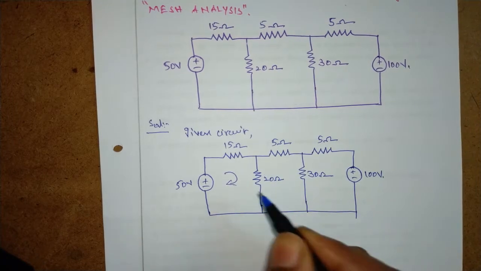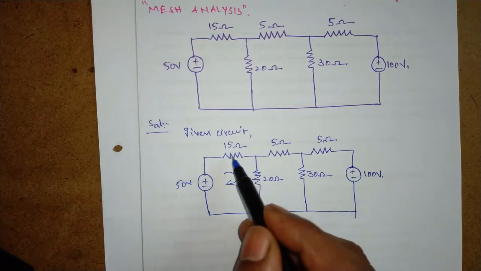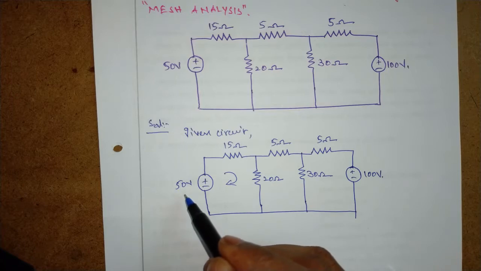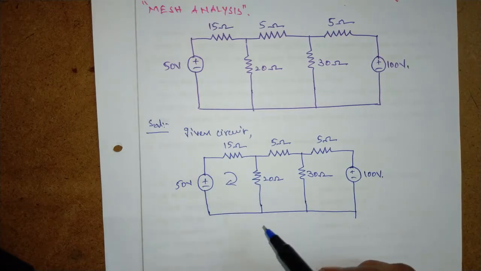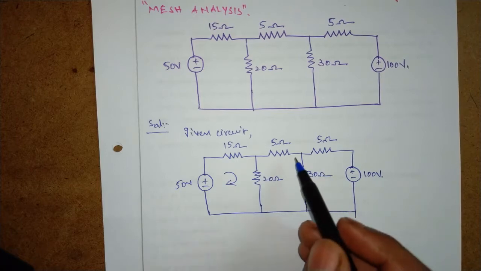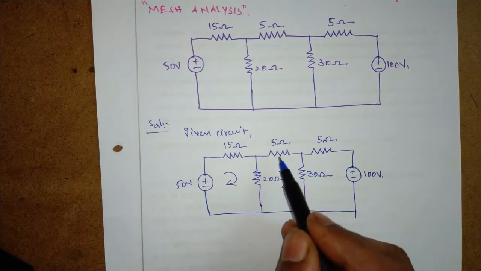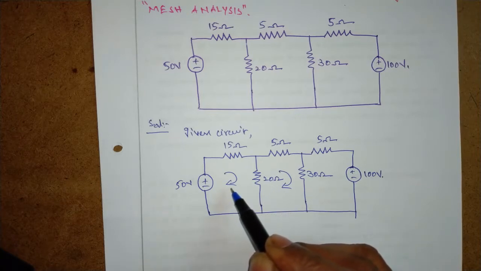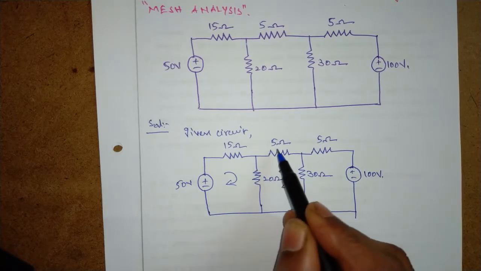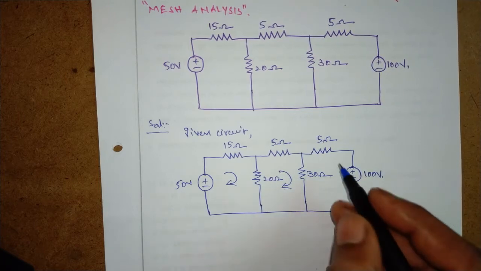Here first of all I consider this as a basic loop. Here 15 ohms, 20 ohms and 50 volts voltage source are associated with this loop. And if I take another basic loop which contains 5 ohms, 30 ohms and 20 ohms, this 20 ohms is already associated with loop 1. Here 5 ohms and 30 ohms are new, so this is a basic loop.